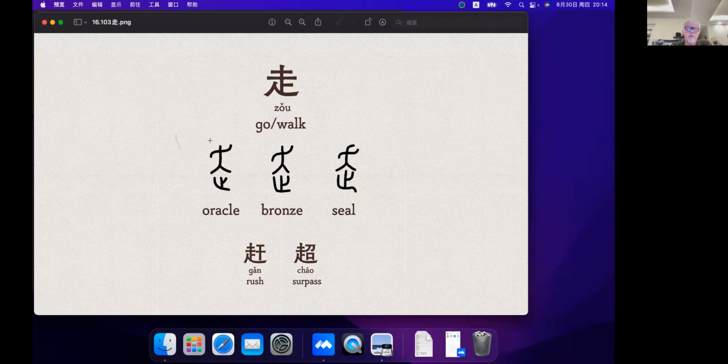So you see this character zou, which means to walk. There are a number of characters where you will find this component on the left-hand side. And the other component will be a phonetic. Here we have two examples, gan, which means to rush, and chao, which means to surpass. The phonetic gan and another phonetic zhao. Zhao and chao are pronounced slightly differently, but you can realize after several thousand years, they used to be pronounced the same.